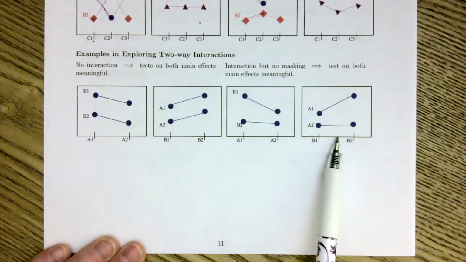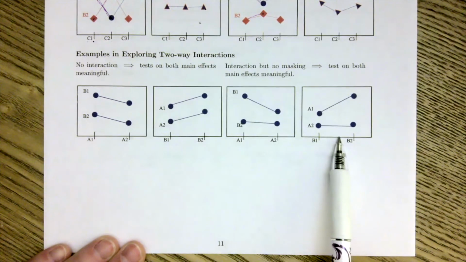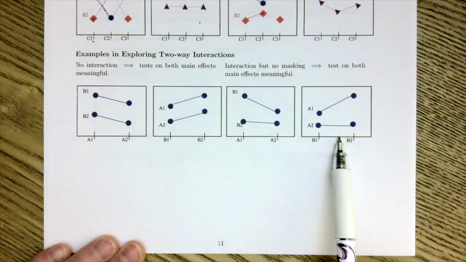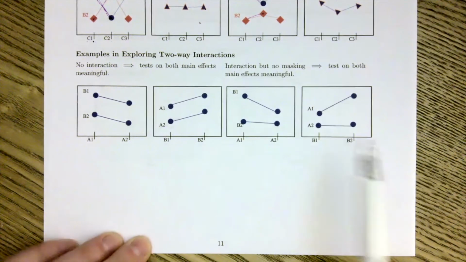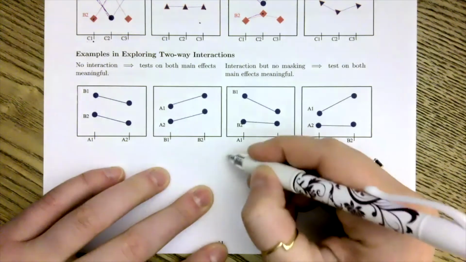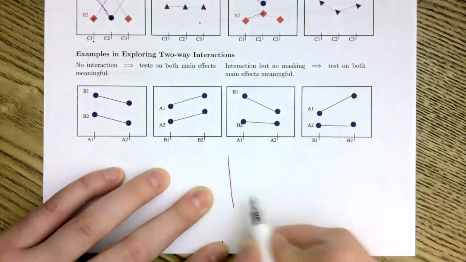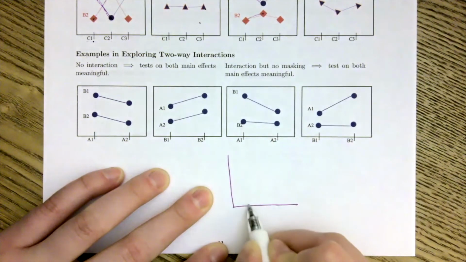In this example, we have interaction, but no masking. So both the tests of the main effects are meaningful. If we were to look at the main effects for A, that is, average over factor B, we'd see a similar trend in the interaction plot that we do for the main effect. So let's just draw the main effect here.